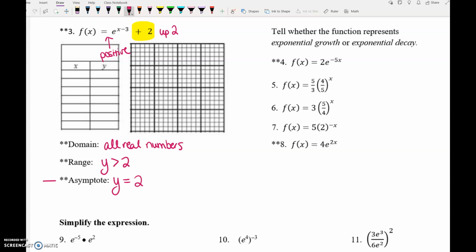So you might notice that I start with the asymptote and then work my way up to fill in the rest of them. Number 4 and number 8 are one question on the test. Basically, it just gives you one of them and asks you, is this growth or decay?